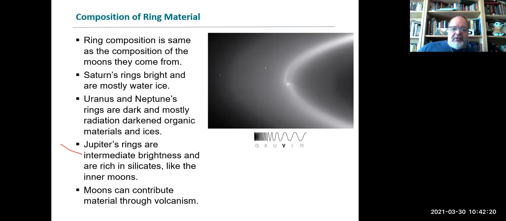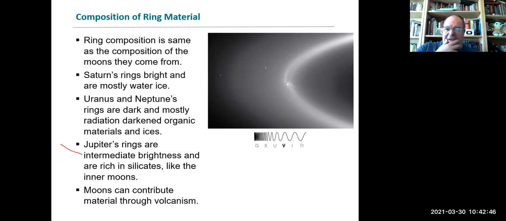The ring composition is the same as the composition of the moons they come from. So Saturn's rings are bright and are mostly water ice. Uranus and Neptune's rings are dark and mostly radiation darkened organic materials and ices. Remember, it's sort of like snow. When you get snow on your car or on the ground as the end of the winter season approaches, if you're living in Michigan or somewhere cold like that, the snow starts to look quite black and ugly and sooty. That's sort of what happens to anything white in space too.